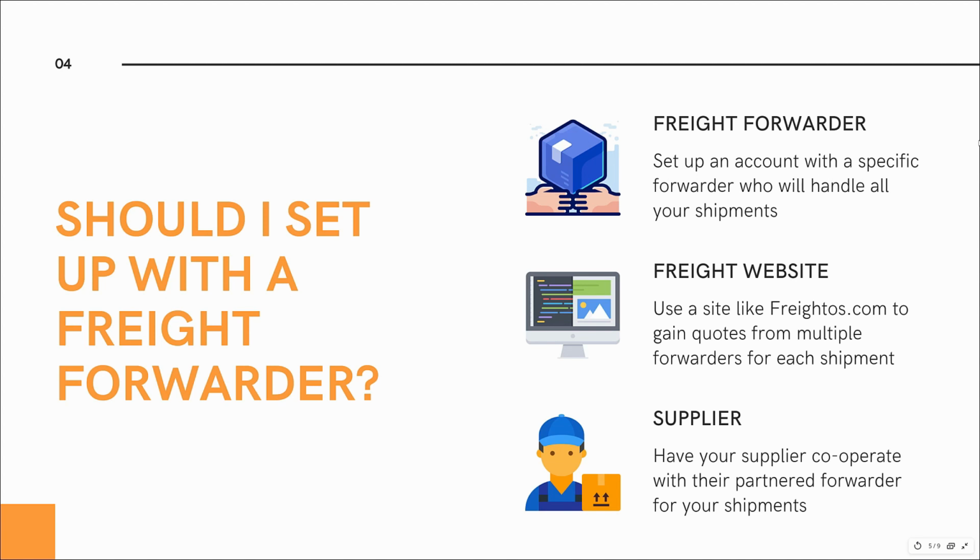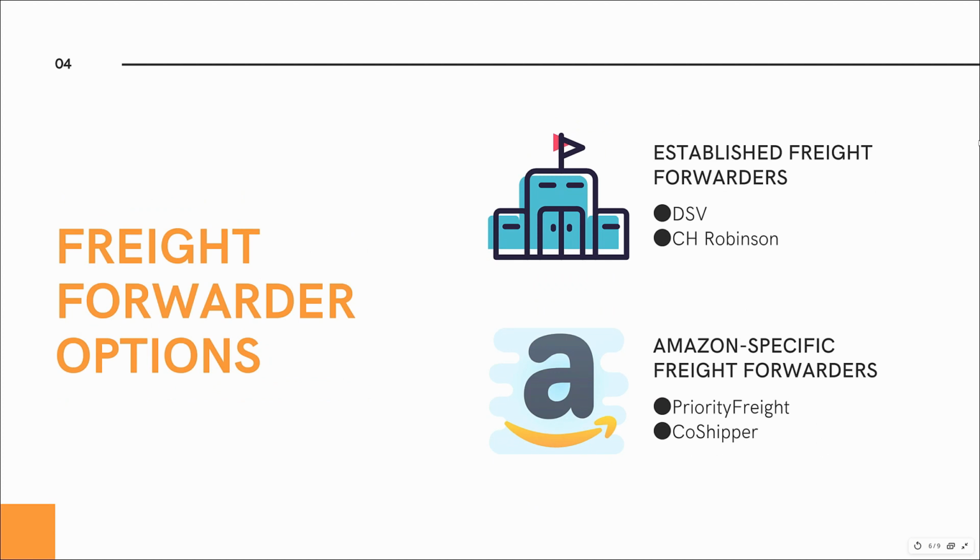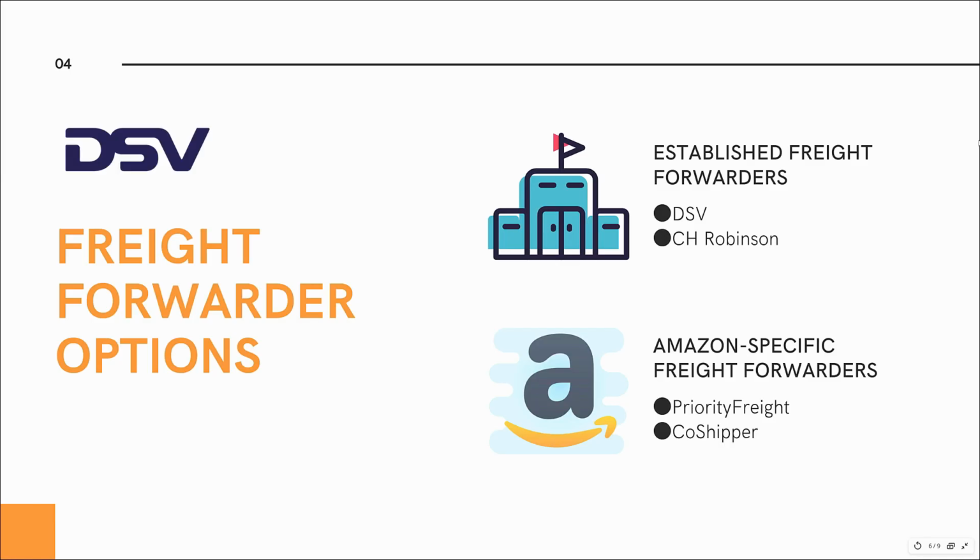So if you do want to choose number 1 here, then it would be useful to know a couple of freight forwarders. And here you can see some really well established freight forwarders. These are like some of the biggest freight forwarders in the world, DSV or CH Robinson. So you can check them out if you're going with option 1.